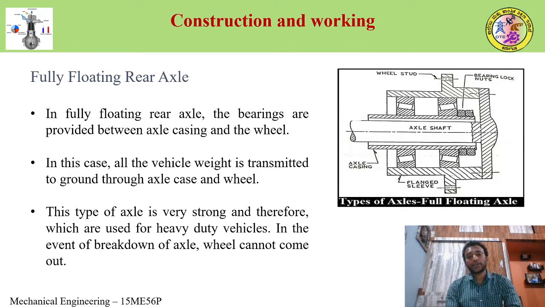Fully floating rear axle. If you look at the sketch here, this is the axle shaft, this is the axle casing. Bearings are there above this axle casing in this case. So in the fully floating rear axle, the bearings are provided between the axle casing and the wheel, outside the axle casing. In this case, all the vehicle weight is transmitted to the ground through the axle casing and the wheel.